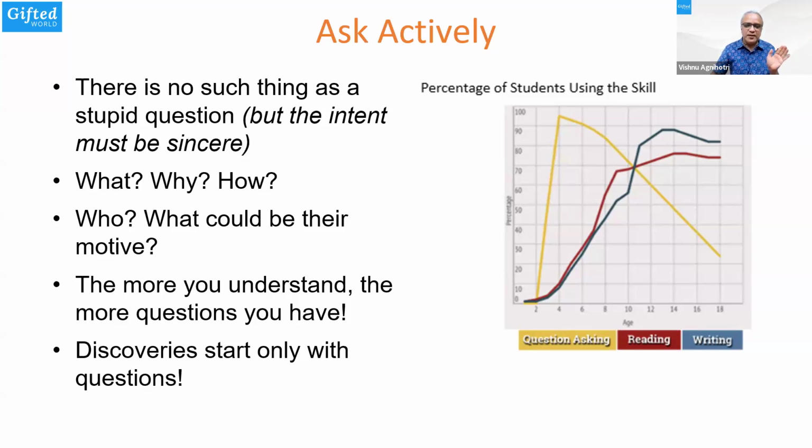You must know whether you've understood something or not understood something. And when you feel you've not understood, you must ask the question. Sometimes you don't know whom to ask. We'll talk about that, right?